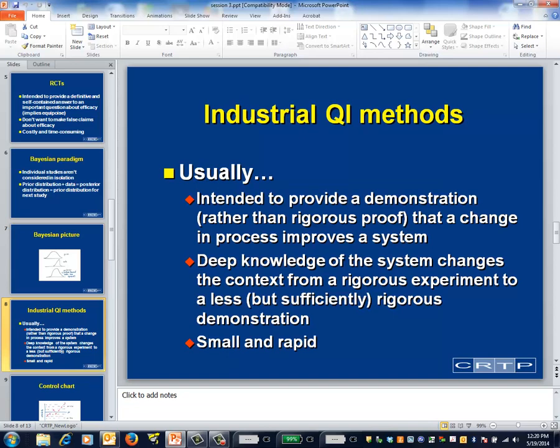QI statistical methods are derived from a far different context than a randomized trial in medicine. Namely, they're derived from industrial process improvement. Their ultimate frame of reference is systems engineering. In a typical application, the manufacturing process is sketched out in great detail. This is where some of the techniques that John Vey presented come in. And a deep knowledge of this process is used to suggest an improvement.